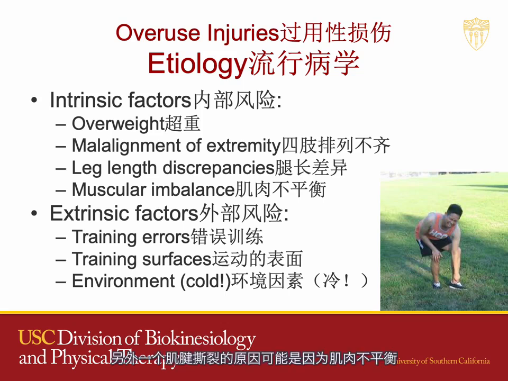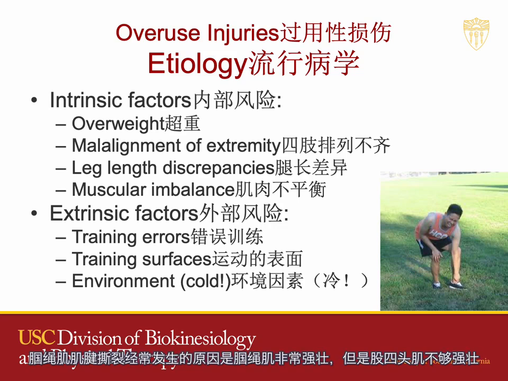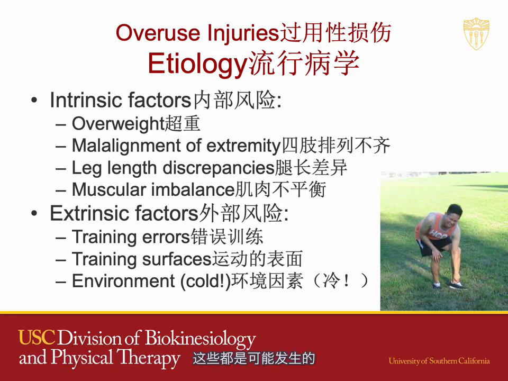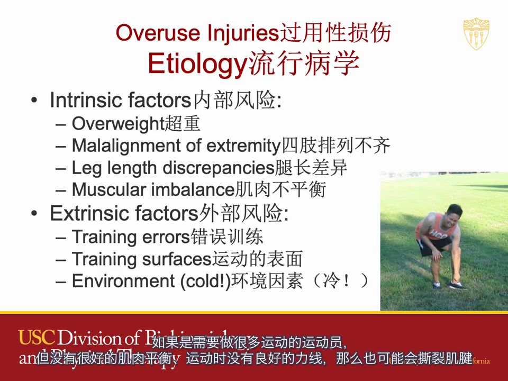Other things that could lead to tendon tears would be a muscular imbalance. So again, one side is much stronger than the other. So hamstring tendon tears oftentimes happen because the hamstring is really strong and the quad's not strong enough. So those are things that can happen. And then, of course, if we're not training correctly, so if you are an athlete who's doing a lot of exercise and you're not getting, again, good muscle balance, or good alignment with your movements, then we can tear a tendon.